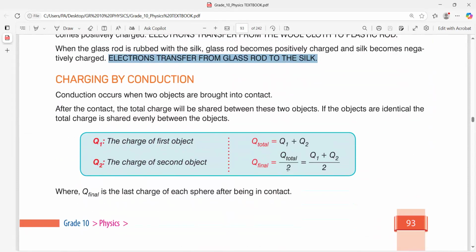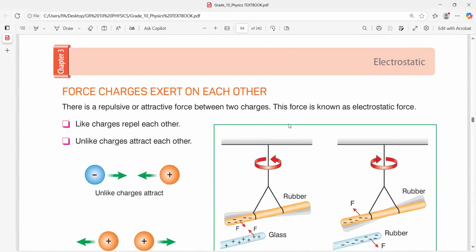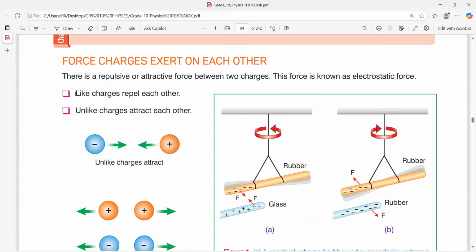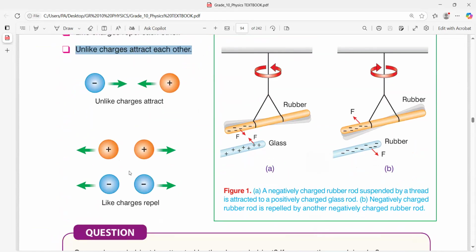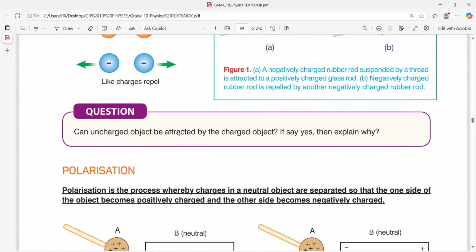So charging by conduction, when you have two charged objects and they touch each other, this is your total charge, Q1 plus Q2. Q1 plus Q2 over 2 gives you the final charge, the new charge after touching each other. All right. And then what else do we know? Like charges repel each other. Unlike charges attract each other. If you have positive, positive or negative, negative, we call it repulsive electrostatic force. If you have unlike charges, attractive electrostatic force.